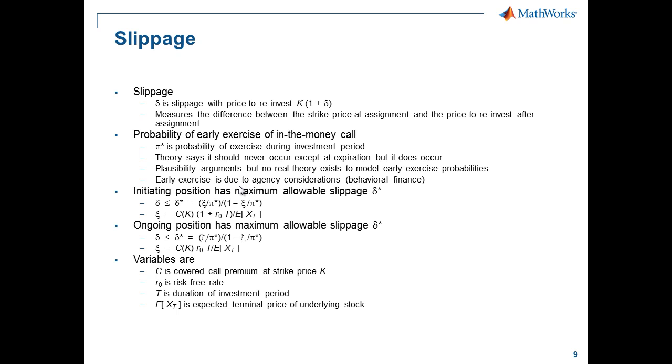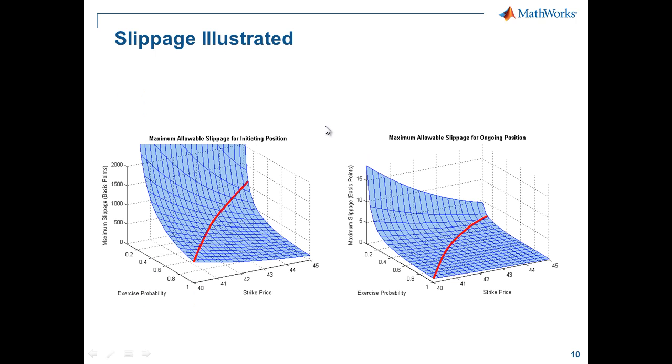The difference is mainly due to the fact that if you initiate a covered call during a period, that call premium contributes to your total return for that period. If you have an ongoing position, you don't have that call premium. Okay, so rather than going through these equations, I'll show you some graphs that you can generate from MATLAB using the theory script that we had looked at earlier.